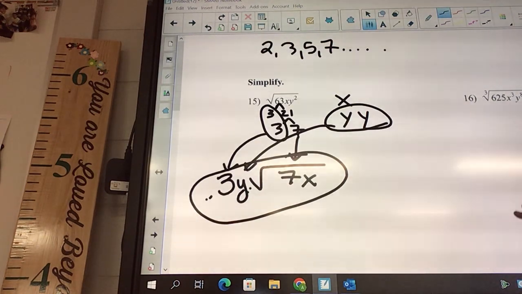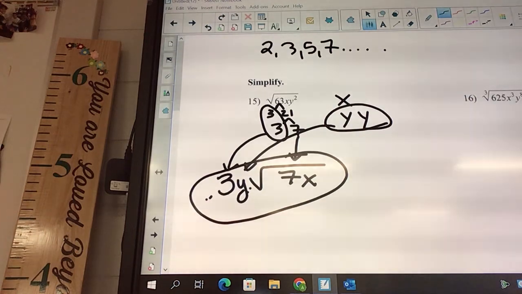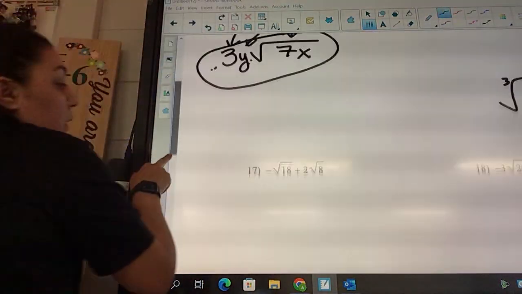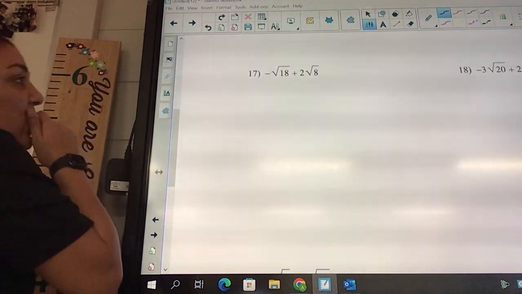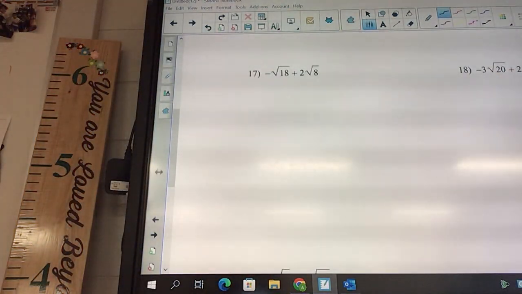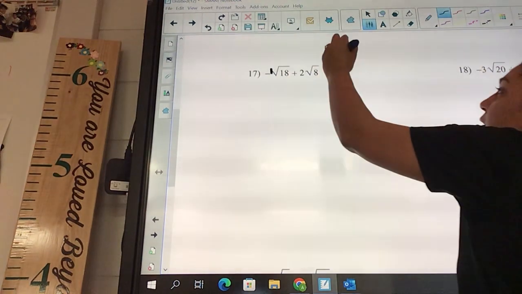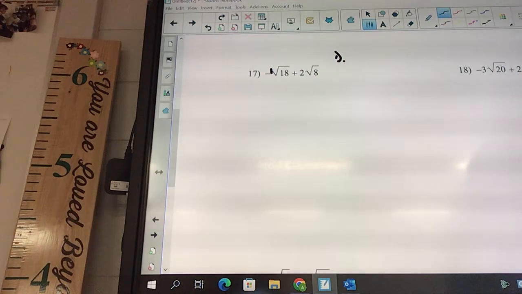Don't forget, like 16, your answer should look like this with a baby 3 there. I don't know what goes on the inside and outside, that's for you to figure out, but you should have a baby 3. You're pulling in groups of 3. Number 17, you definitely are going to add a negative 1. So the steps are going to look like this.